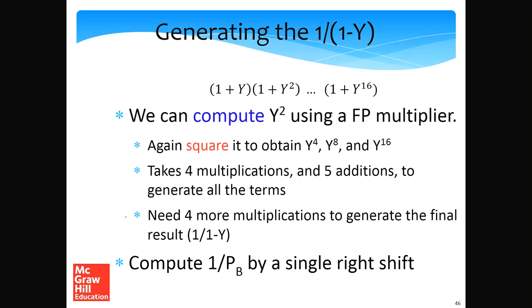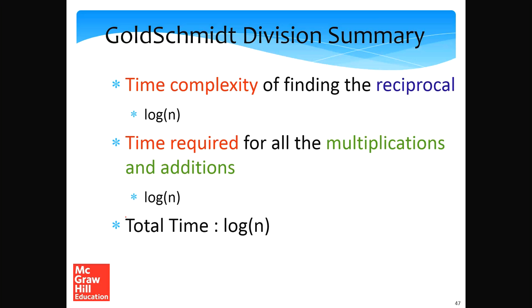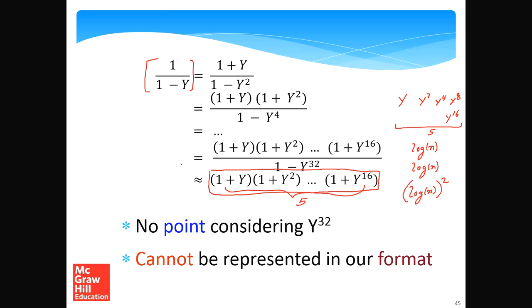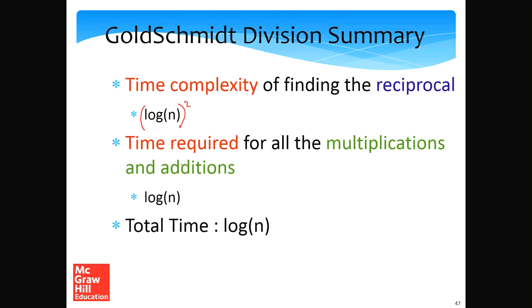All right. So the complexity of this, I'm sorry, there's a small error in this slide. So time complexity of finding the reciprocal is log of n square, right? As we had computed on the last slide, that is log of n square. And the time required thus for all the multiplications is log of n square, and the total time is log of n square. Sorry, this is one bug that I'll fix in the subsequent versions of this slide, but this is what it should be.